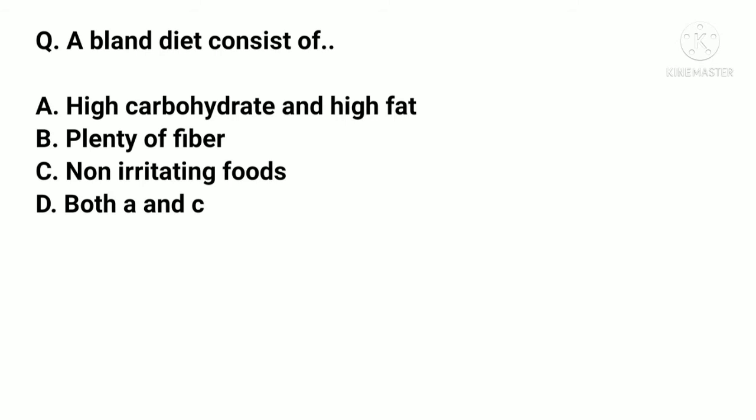A bland diet consists of: A. High carbohydrate and high fat, B. Plenty of fibers, C. Non-irritating foods, D. Both A and C. And the correct answer is C. Non-irritating foods.